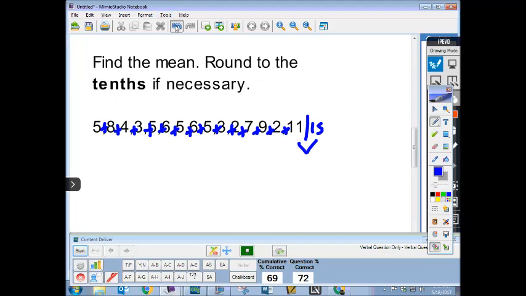So just remember, you have to total them up. You actually have to hit enter. Then you need to divide it by however many numbers there are. There are 15, you end up getting 5.4.